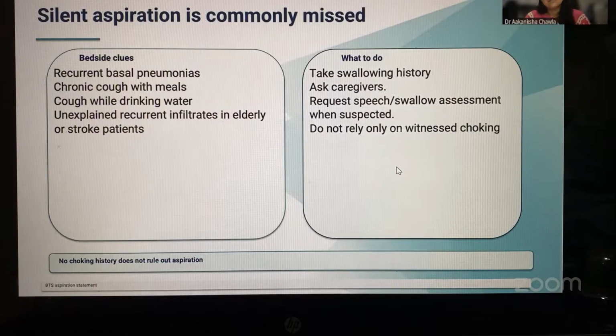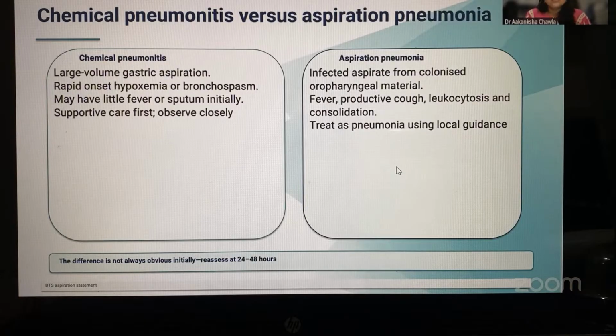And you have to really observe this to not miss the possibility of silent aspiration. Also, if you see unexplained recurrent infiltrates in elderly or stroke patients, that could be another presentation wherein the patient might be silently aspirating.